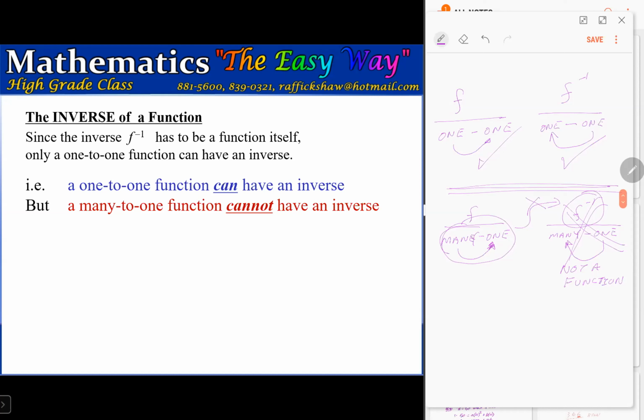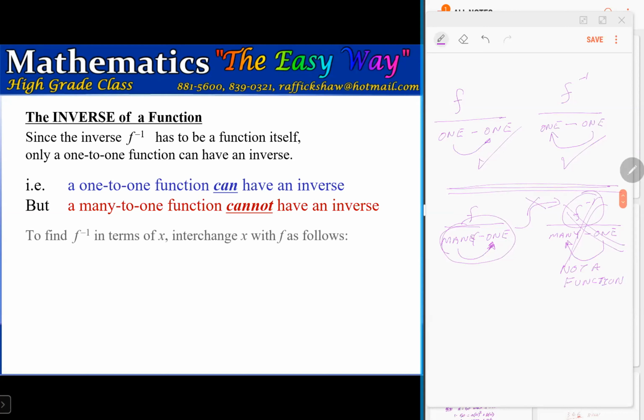Remember, one-to-many cannot be a function. So if you have a many-to-one, and you reverse the mapping and it becomes one-to-many, the one-to-many is no longer a function. And what we're saying is that the inverse also must be a function. So in that sense, the inverse would not be a function because it would now be a one-to-many, which is not a function. So therefore, only a one-to-one function can have an inverse. Because if you flip the one-to-one, you still get back a one-to-one.